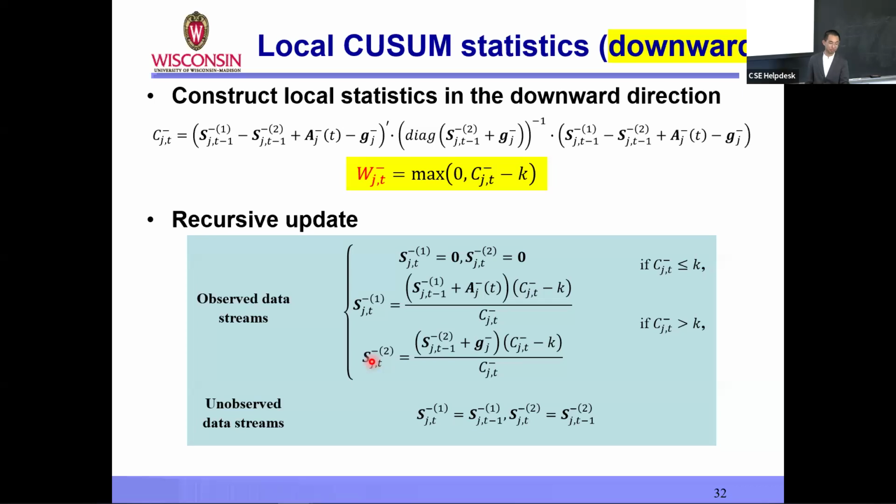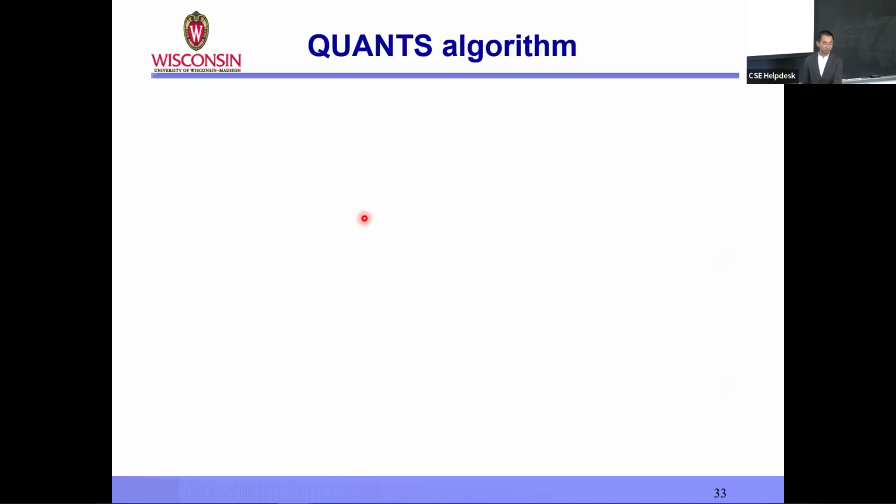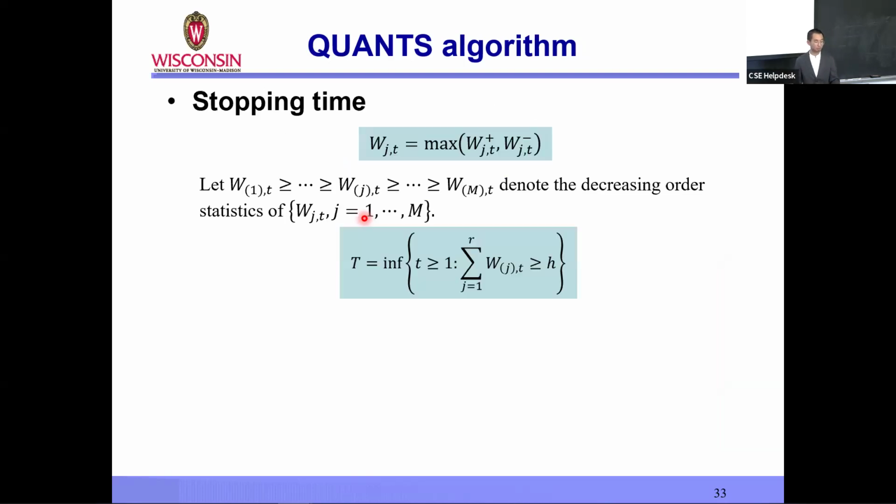Similarly, we can construct another statistic, W minus, for the downward direction. Since we are interested in both directions, we take the maximum of these two to form the W statistic.